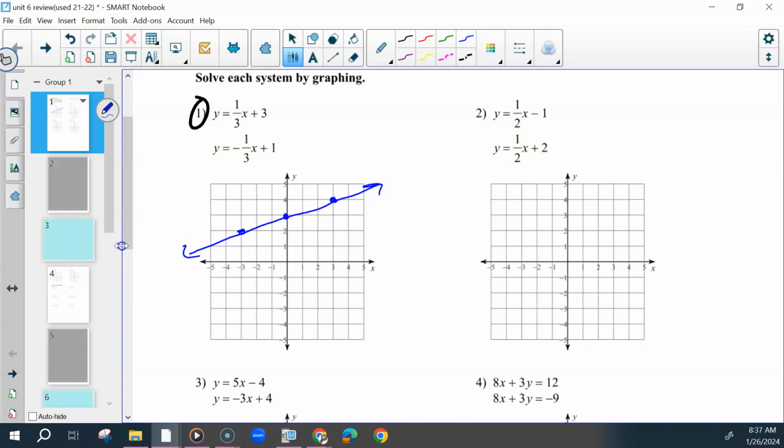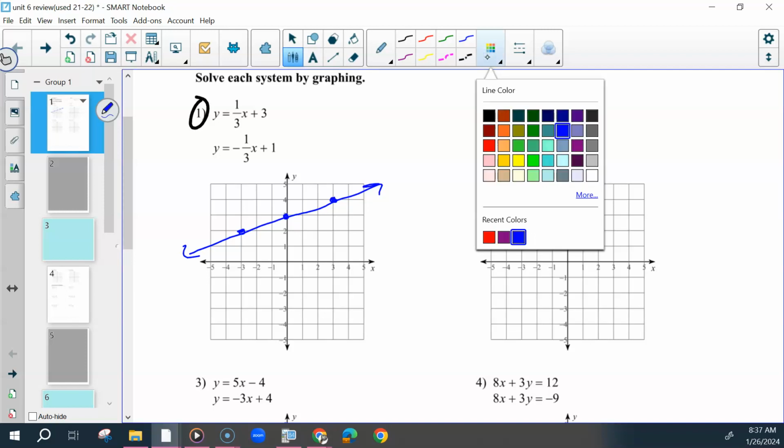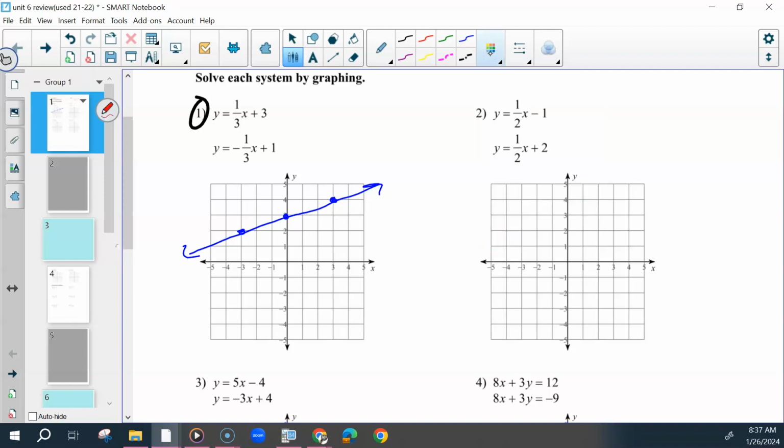And then for the other one, same thing. Start at positive 1. Your slope is negative 1/3, so up 1 to the left 3, down 1 to the right 3. Connect your points, draw arrows at the ends. Wherever the two lines cross, that is your solution point, so negative 3.